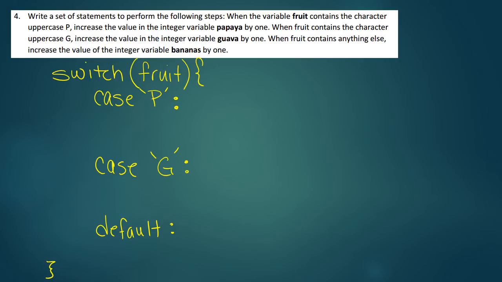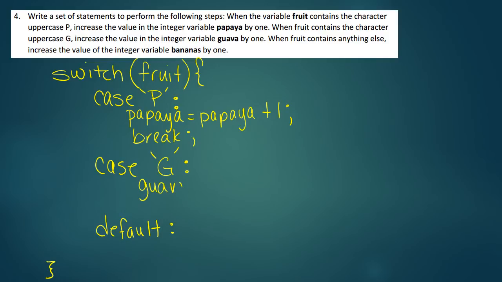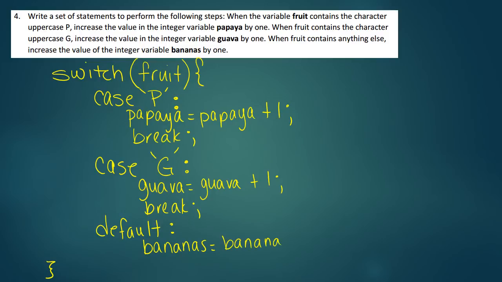So what am I going to do if it is a P? I'm going to add one to a variable called papaya. So I'm just going to say papaya equals papaya plus 1, or I could also do papaya plus plus and then break. If it's G, I do guava equals guava plus 1 and break. And default, I would put bananas equals bananas plus 1. And I don't need a break in the default because I am already at the end of my switch.